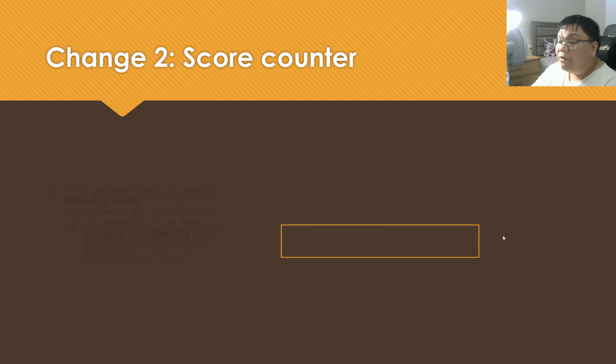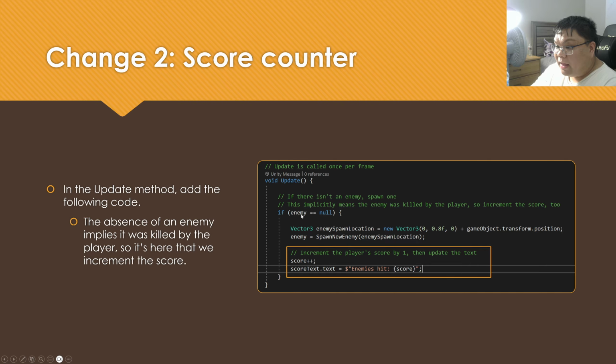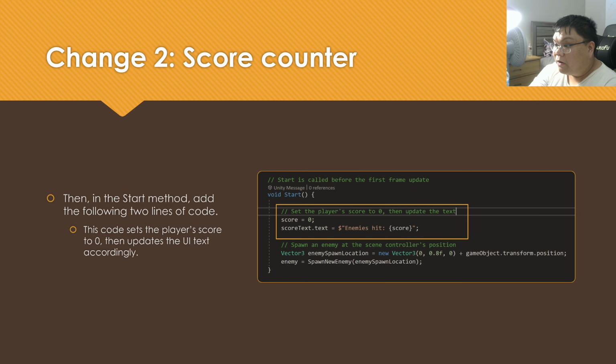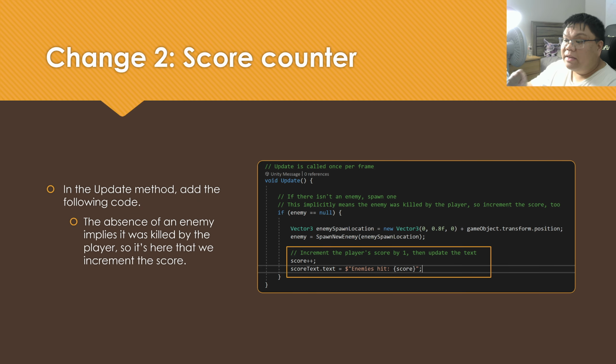Copy those two lines of code, paste them into this block of code here in the Update method, but replace the first line of code with score++. So instead of score equals 0, say score++. If there isn't an enemy spawned in the scene, that implicitly means the enemy was killed by the player, so we're going to increment the score by 1, in addition to spawning a new enemy.